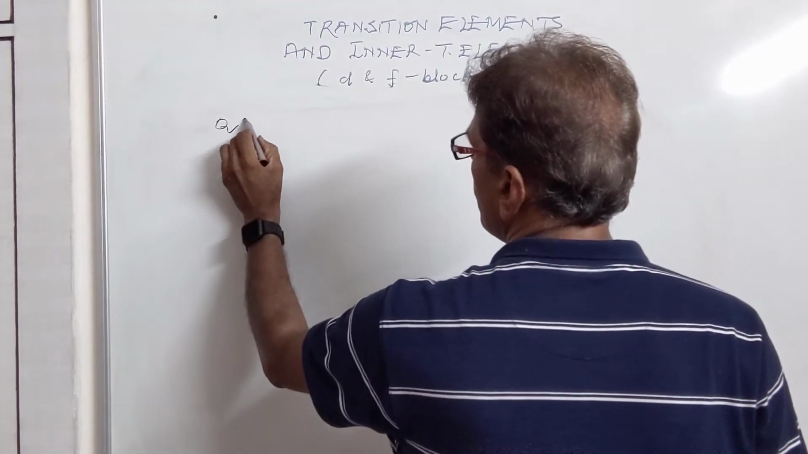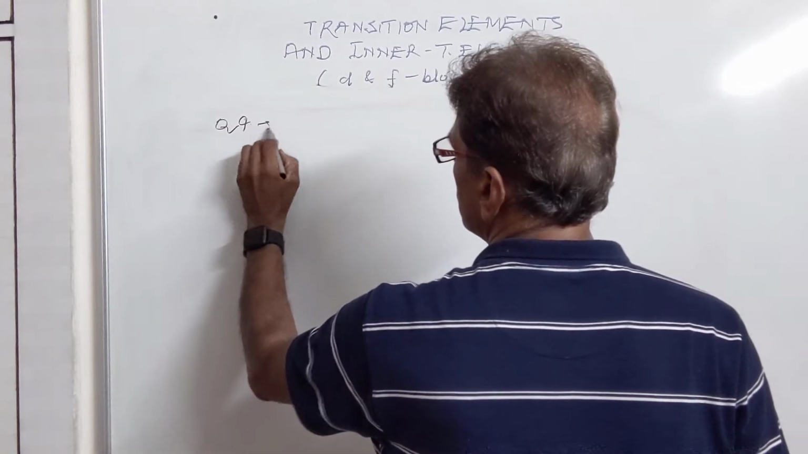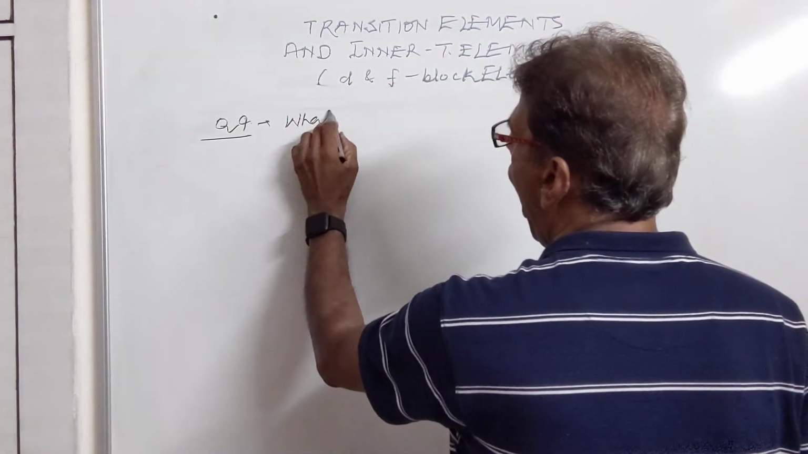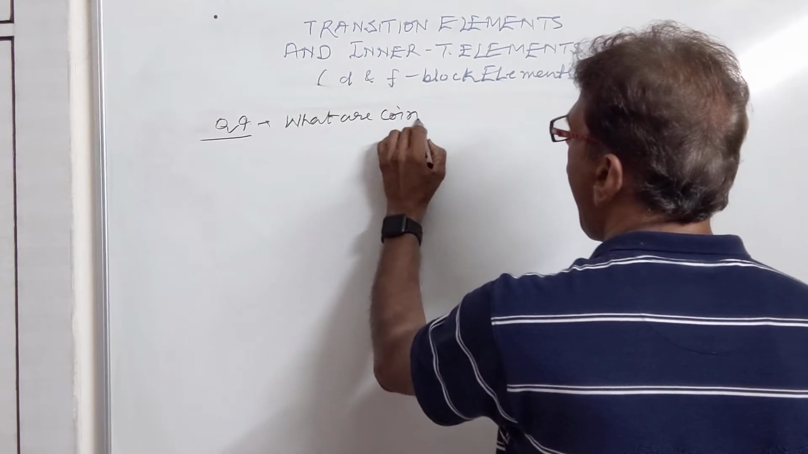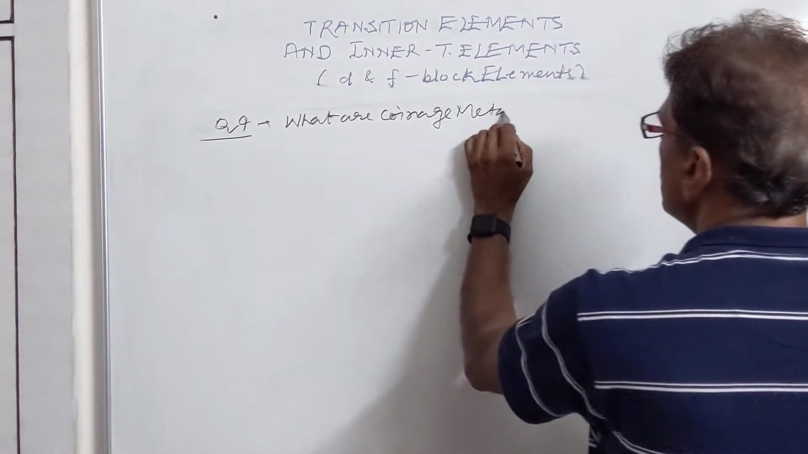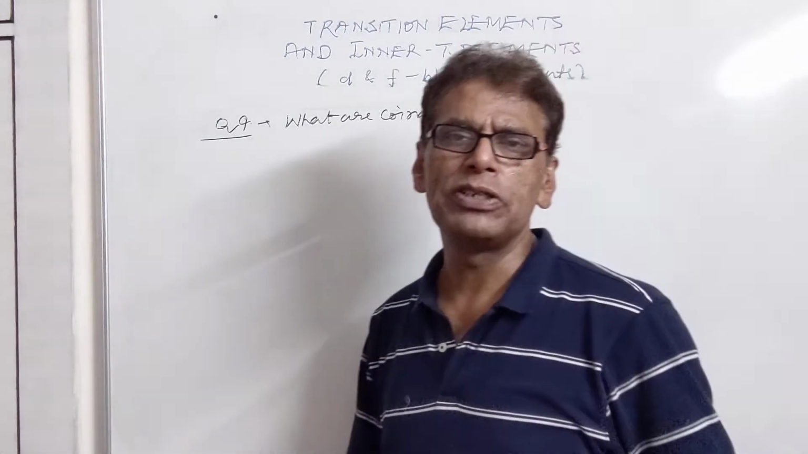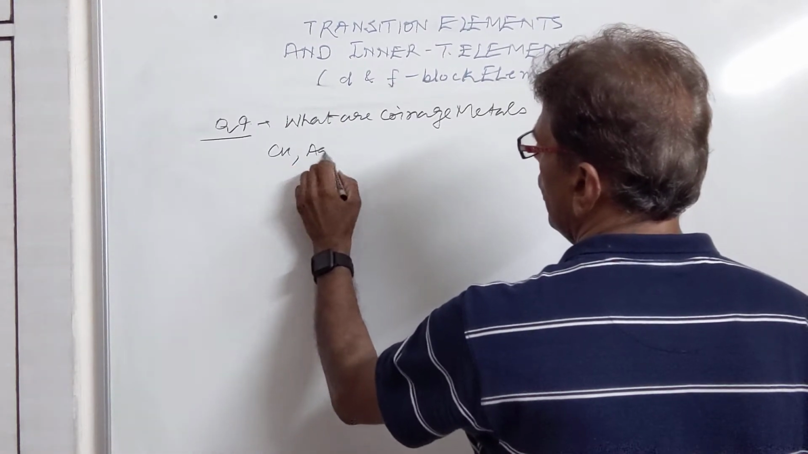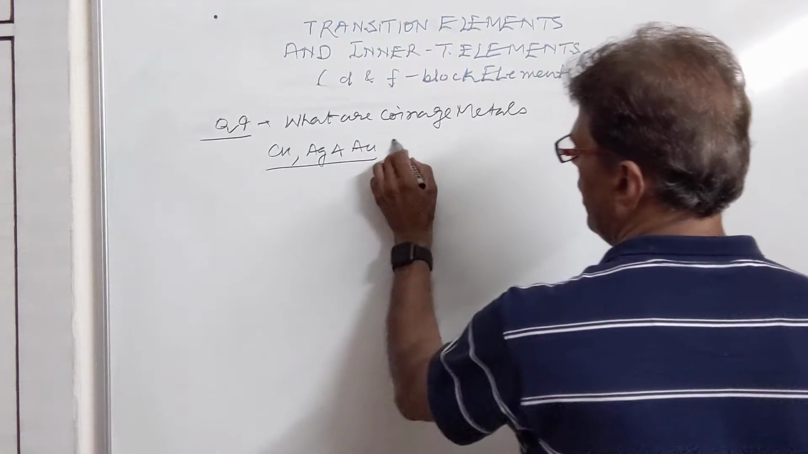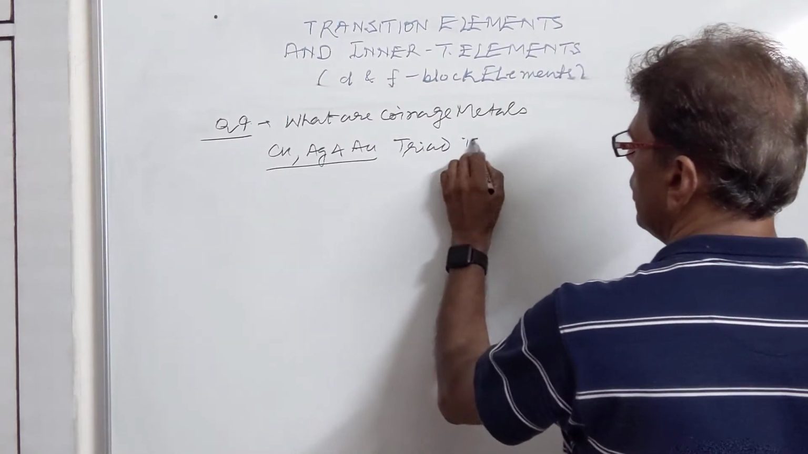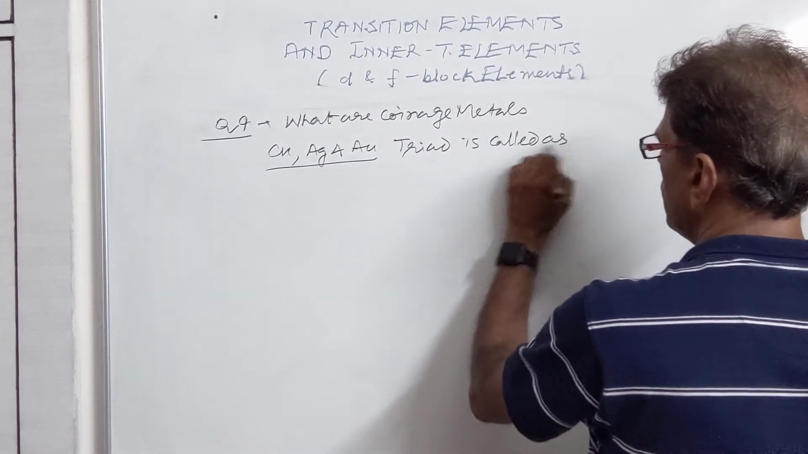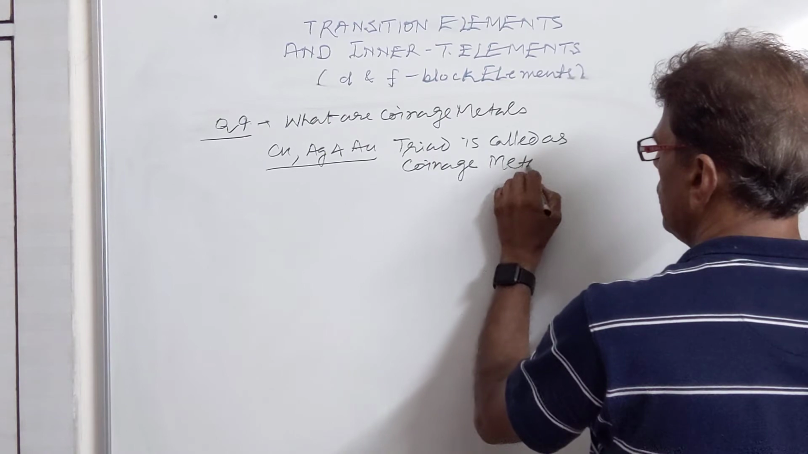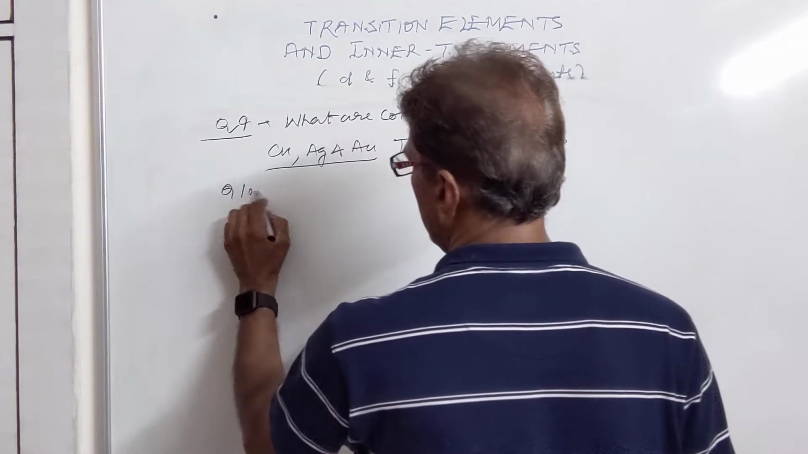Then we have another question: what are coinage metals? The metals which are used in the preparation of coins in different eras are copper, silver and gold. This triad of elements is called coinage metals, since they are used in the preparation of coins from time to time.